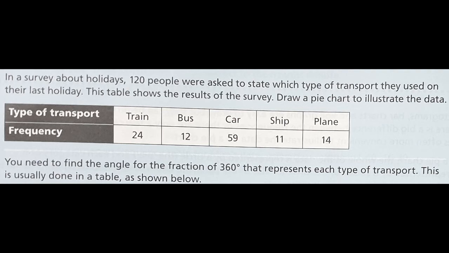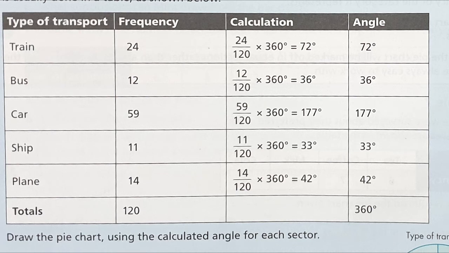Now we need to find the angle for each frequency. In order to find it, let us make a table with train, bus, car. Then we write our frequency in the second column. For the calculation of the angle, 24 is the frequency and the total is 120. So 24 over 120, we have to fit in a circle, which is 360 degrees for a complete circle. So multiply by 360. We get our angle as 72. In the same way, the frequency is 12: 12 over 120 times 360, we get 36. Like that, we need to calculate for all the frequencies. The total angle has to come as 360. Only then will our pie chart be correct and we'll be able to put all the values in the circle.